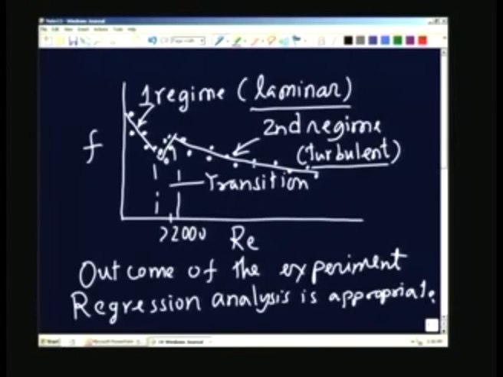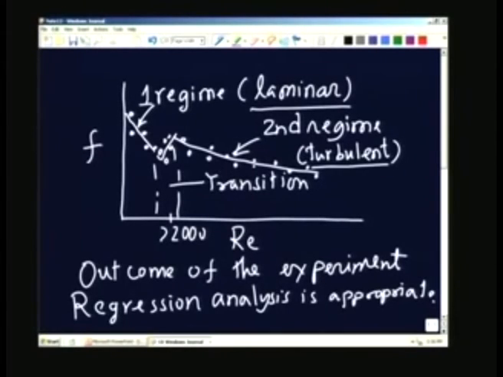experiment. So, the number of experiments must be so chosen that we are able to resolve the regime. We know that there is a laminar regime, there is a turbulent regime. We must take enough number of data so that we can get some points here and some points in the second regime. Then only we will be able to resolve all these features.